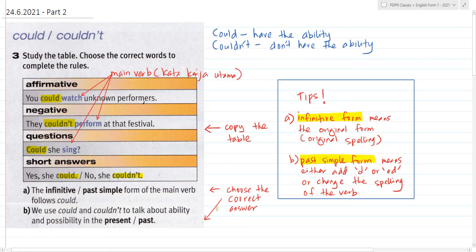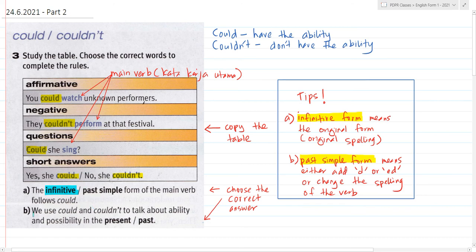Okay, I ask you to choose the correct answer for the grammar rules below the table. So the first one, the infinitive or past simple form of the main verb follows could. Okay, ini dia tanya, adakah infinitif ataupun bentuk past simple kata kerja utama mengikuti frasa could. Jadi awak tengok ke semua contoh. You could watch, WATCH, original spelling. They couldn't perform, PERFORM, original spelling. In the question form, could she sing, SING, original spelling. So for the first rule, the answer is the infinitive. The infinitive form of the main verb follows could.